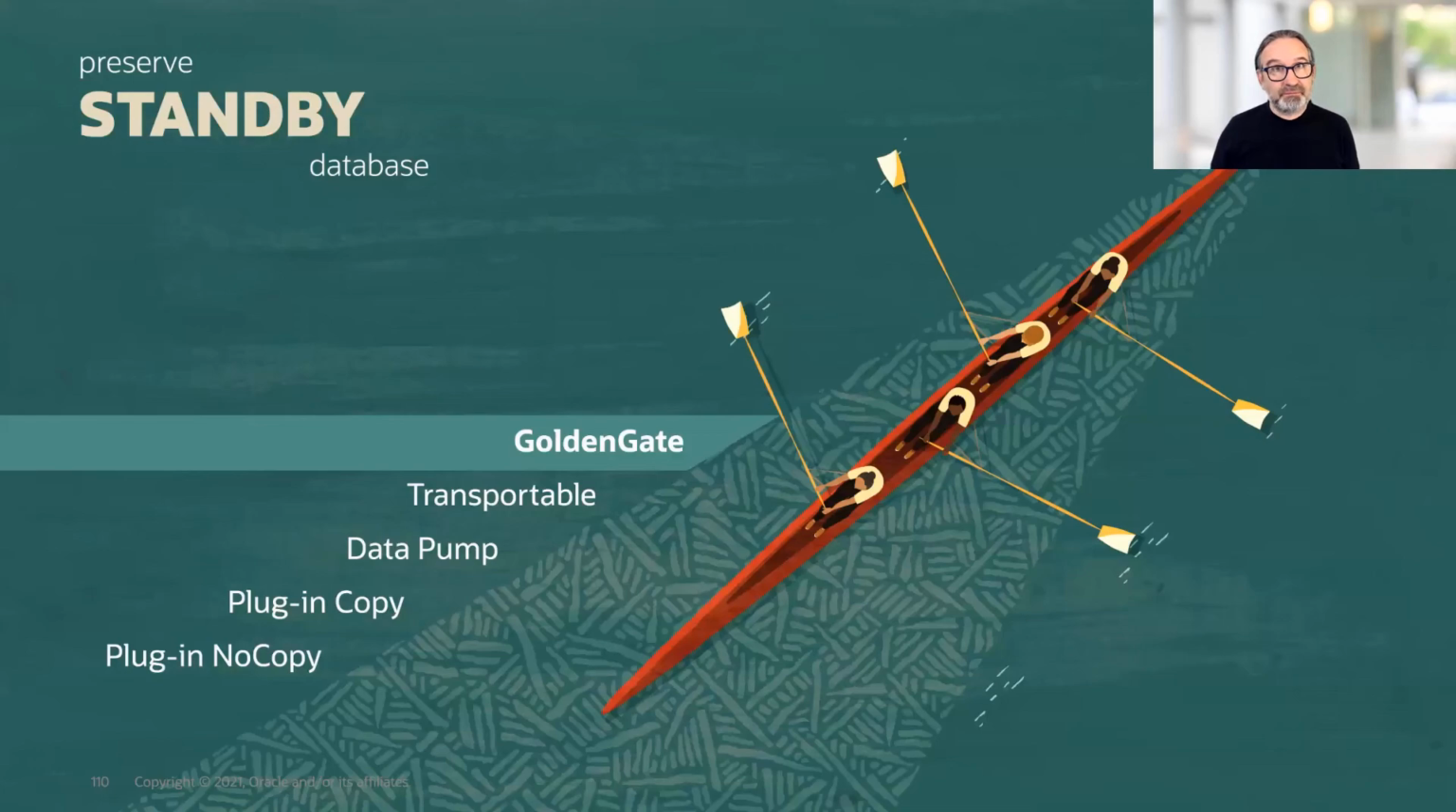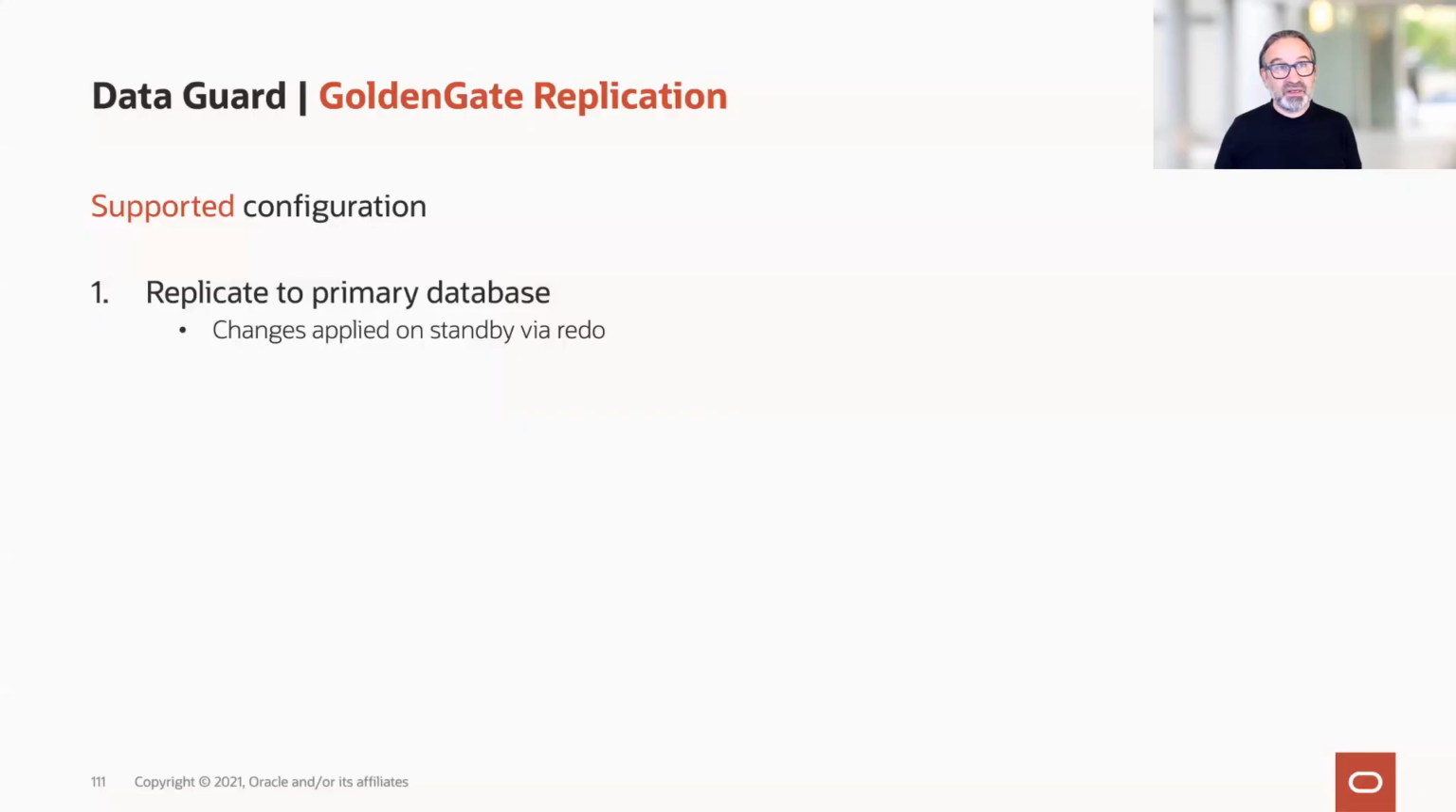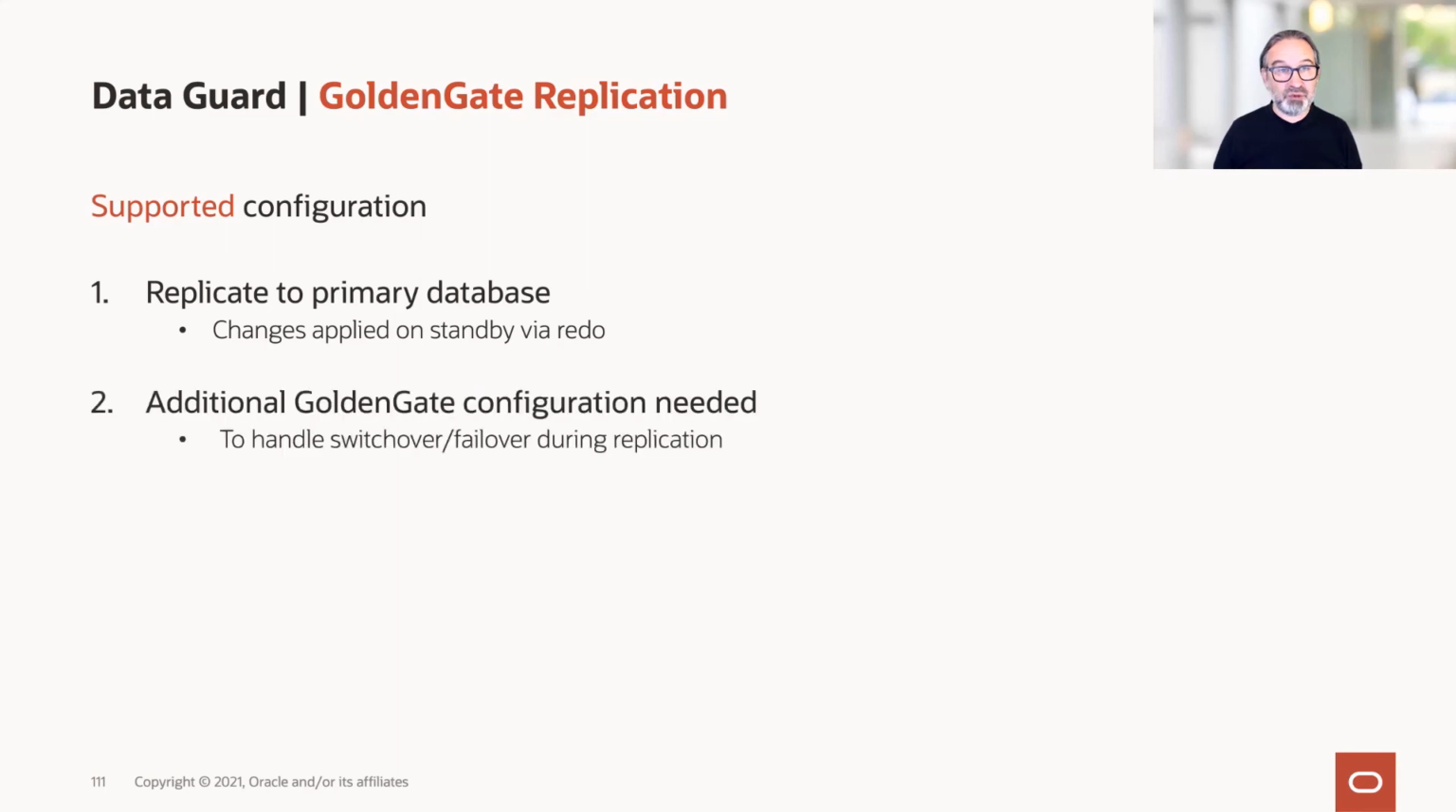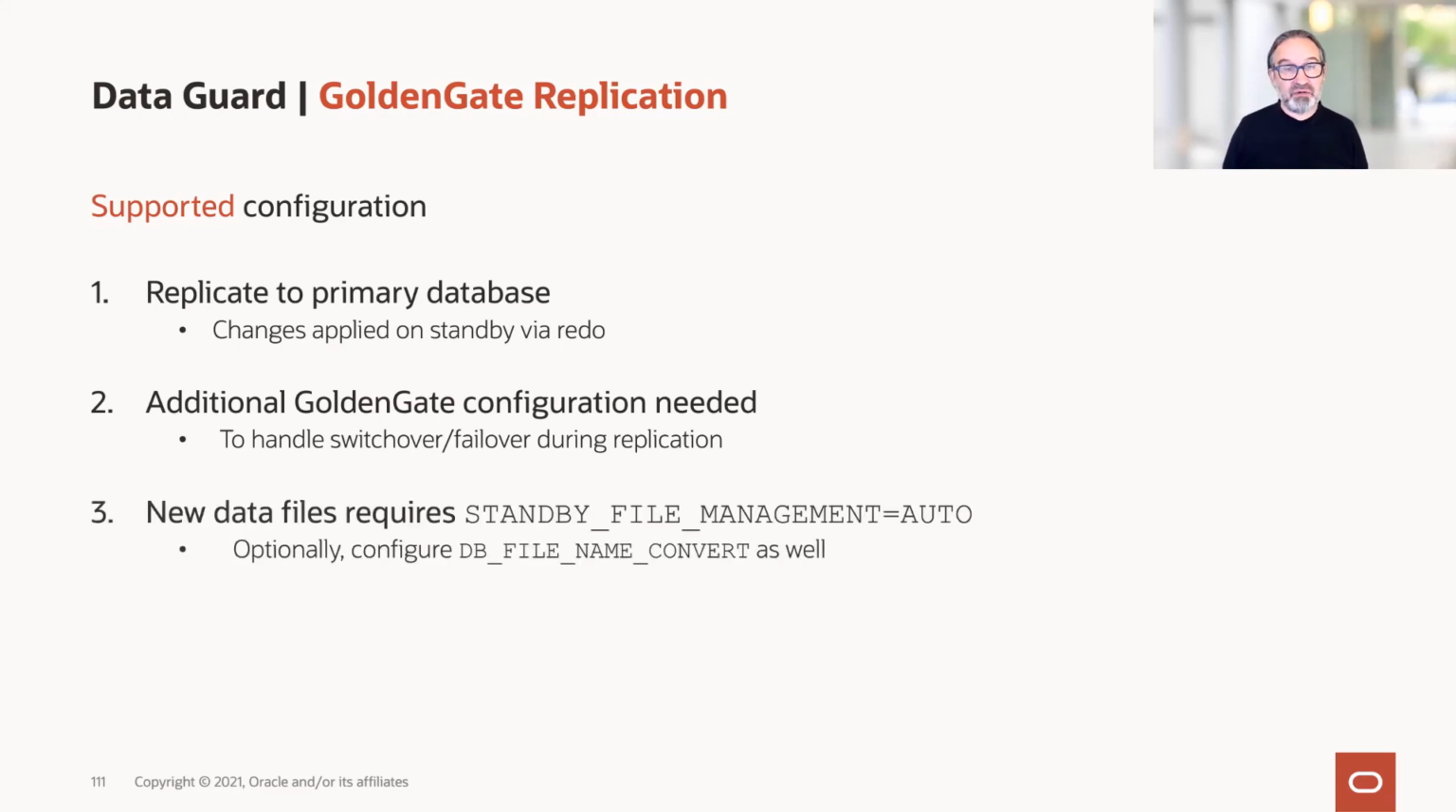And then finally, GoldenGate. So in that case, it's a fully supported configuration. We replicate to the primary database. So from our source to the primary database, changes then get applied to the standby via redo, as usual. We need an additional GoldenGate configuration to handle switchover and failovers during the replication. I wouldn't say tricky, but that needs to be considered. And new data files requires also, as usual, standby_file_management=auto, and optionally you configure DB_FILE_NAME_CONVERT. But I think this is a standard in a standby environment anyway.